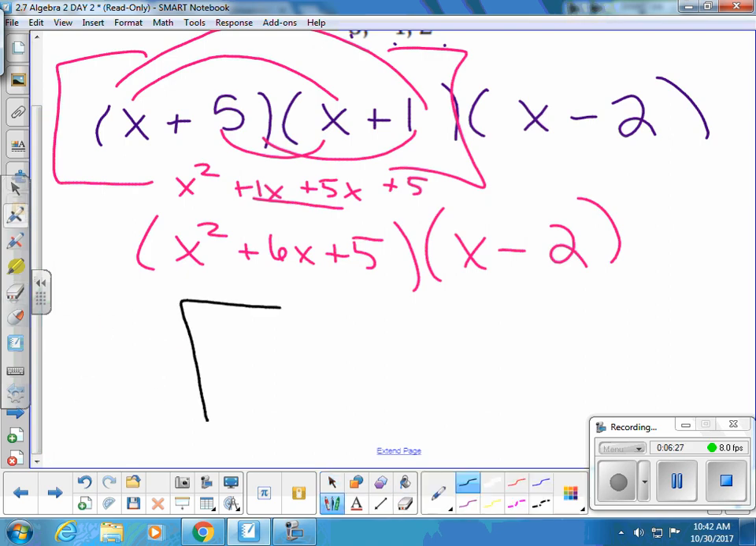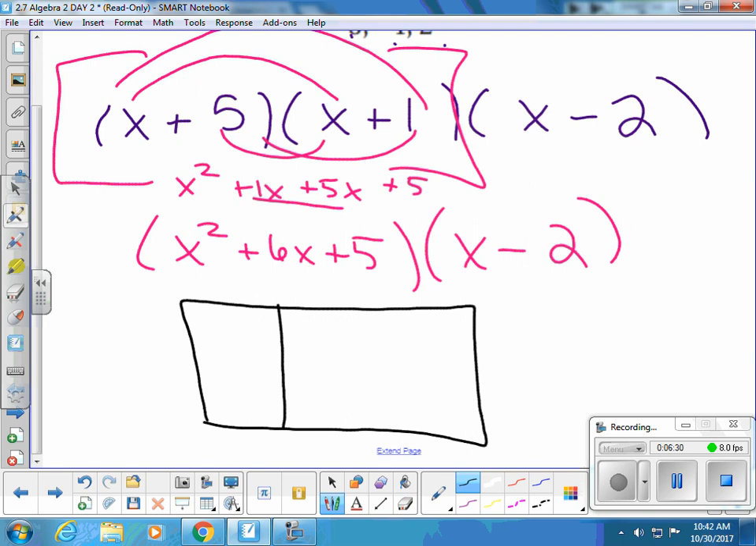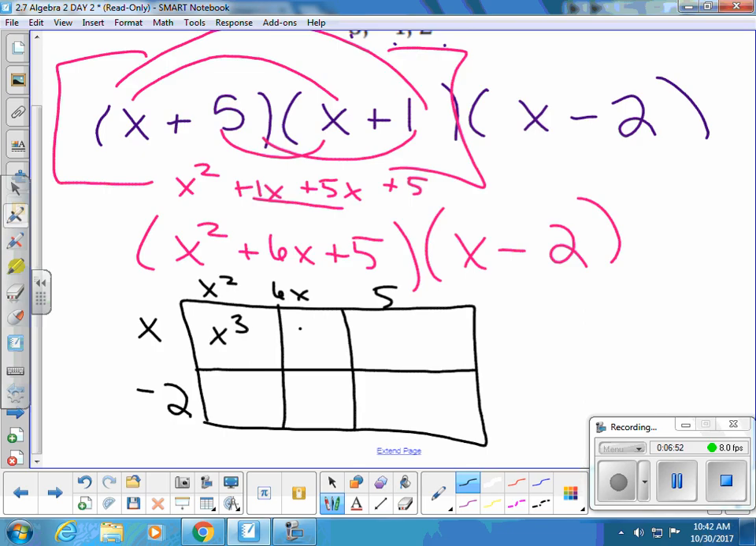So you want a 3x2 box. We have our x and our negative 2 here. X squared, 6x, and 5 here. And we start filling it in. Anybody want to tell me what all my entries look like? Spencer, what would go here? X cubed. Good. What would go here? X squared. Okay. 5x. Perfect. Negative 2x squared. Negative 12x. Yep. And negative 2. Perfect.